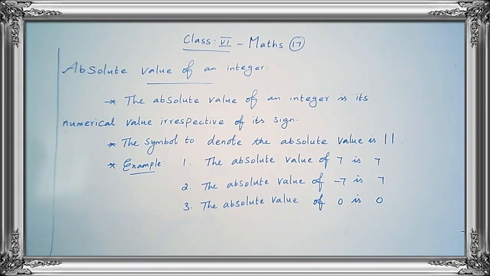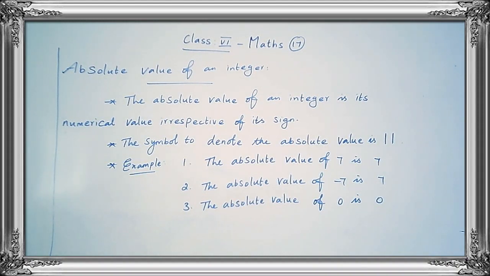Okay, children, the absolute value of an integer is the distance of the integer from 0 irrespective of the direction. Okay, so that's why the sign doesn't matter. So the absolute value of an integer is its numerical value irrespective of its sign. Okay, clear, children? Yes. Now write it in the classwork note.